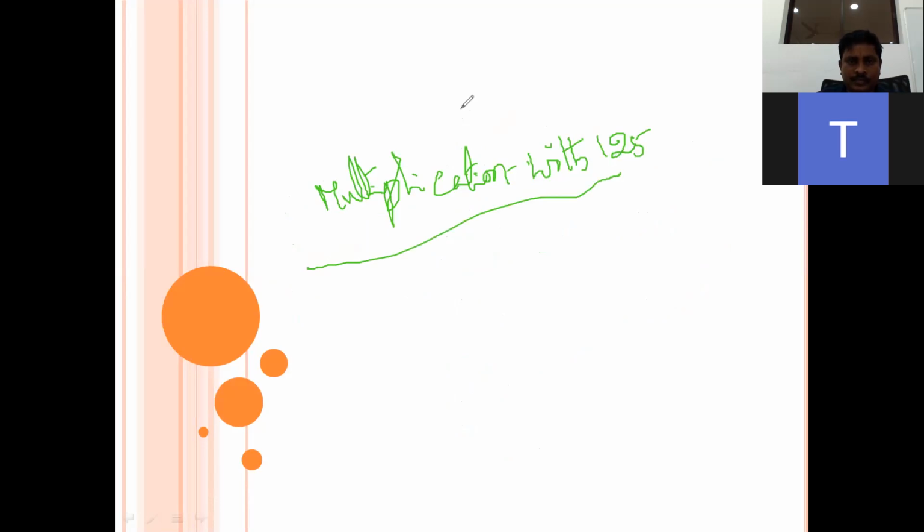Next, multiplication with 125. 125 we write as 1000 by 8. So 45 into 125. After this number we write 3 zeros and divide with 8.